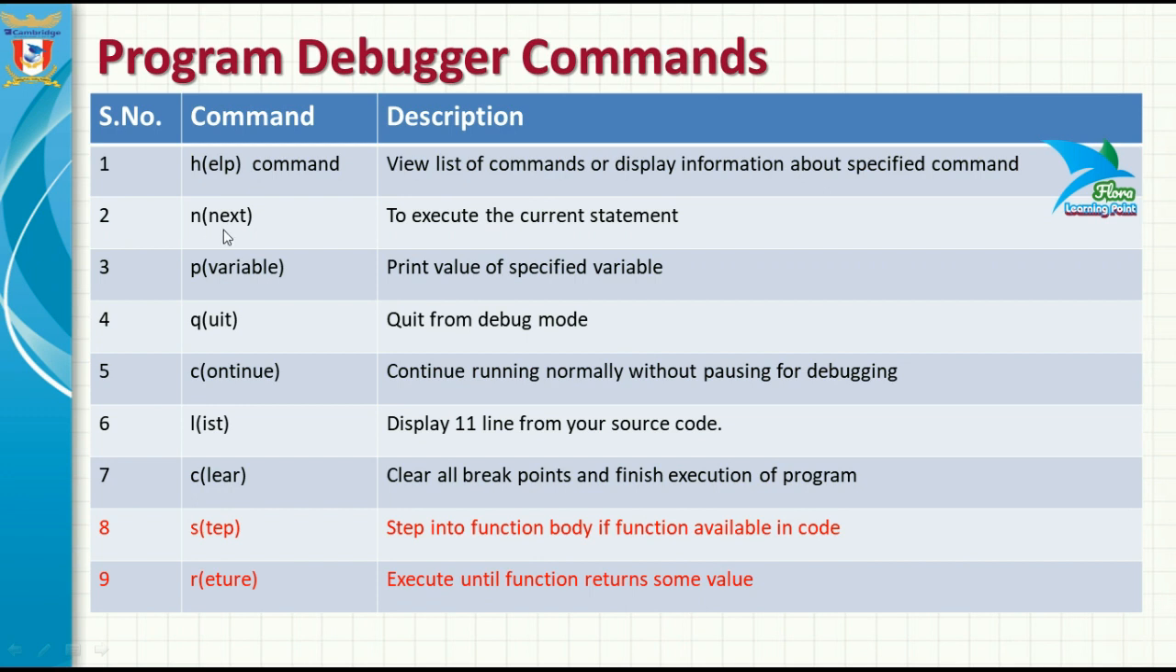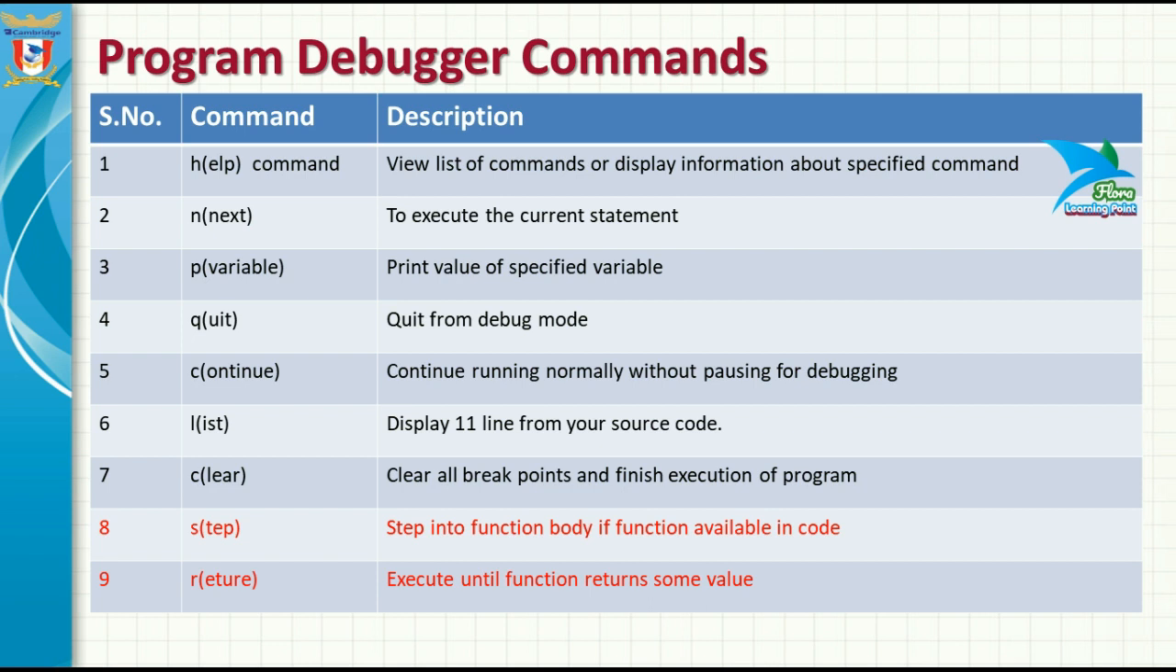Next we'll discuss the n or next command. This command is used to execute the current statement. That means the program will be in a paused state during debug mode. When you press n, the system will resume the code and execute the next line available in the code, and again move to its paused mode.